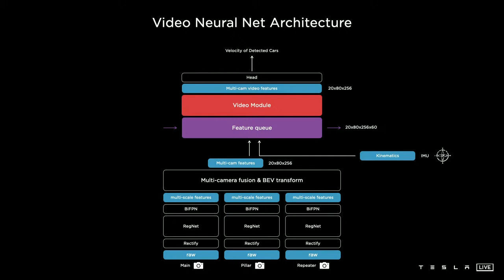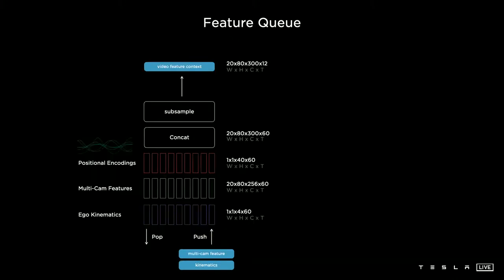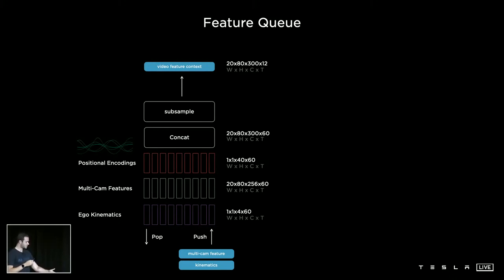Also, in addition, notice here that we are also feeding in the kinematics. This is basically the velocity and the acceleration that's telling us about how the car is moving. So not only are we going to keep track of what we're seeing from all the cameras, but also how the car has traveled. So here's the feature queue and the rough layout of it. We are basically concatenating these features over time, the kinematics of how the car has moved, and the positional encodings, and that's being concatenated, encoded, and stored in a feature queue. And that's going to be consumed by a video module.